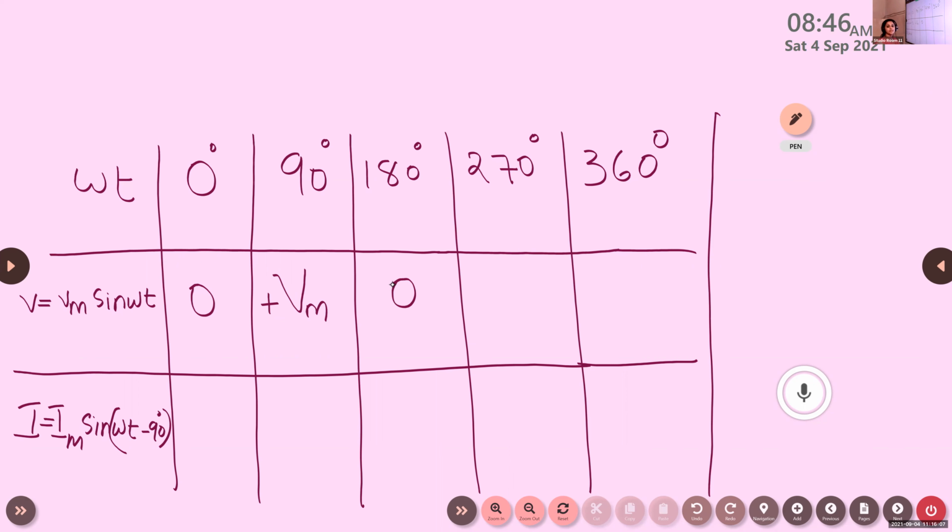Next one is 270 degree. Sin 270 is minus 1. So V is equal to Vm into minus 1, that is minus Vm or negative Vm. Then the last one, 360. Sin 360 is equal to 0. So it becomes 0.